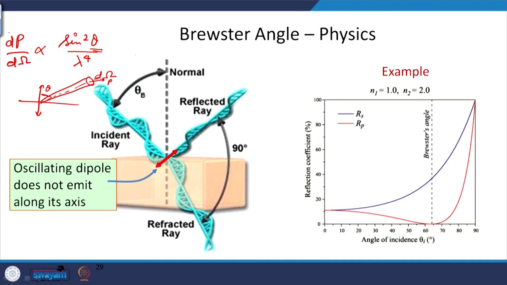So, the maximum radiation goes at 90 degree to the dipole oscillations. So, if it is incident in such a way that the reflected ray and the transmitted refracted ray make a 90 degree angle, that means the dipole is oscillating in such a way that it does not produce any radiation in this direction. So, all the light goes in the other direction, that is the basic physics behind this. Our oscillating dipole does not emit along its axis. This is something very important, a very small, basic concept, and most people forget, I also sometimes forgot about this.